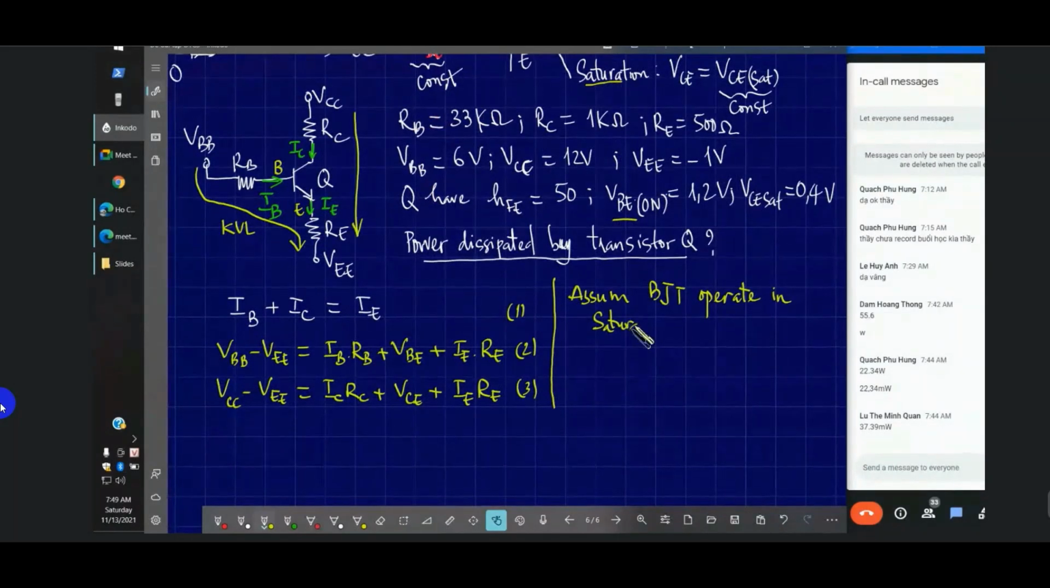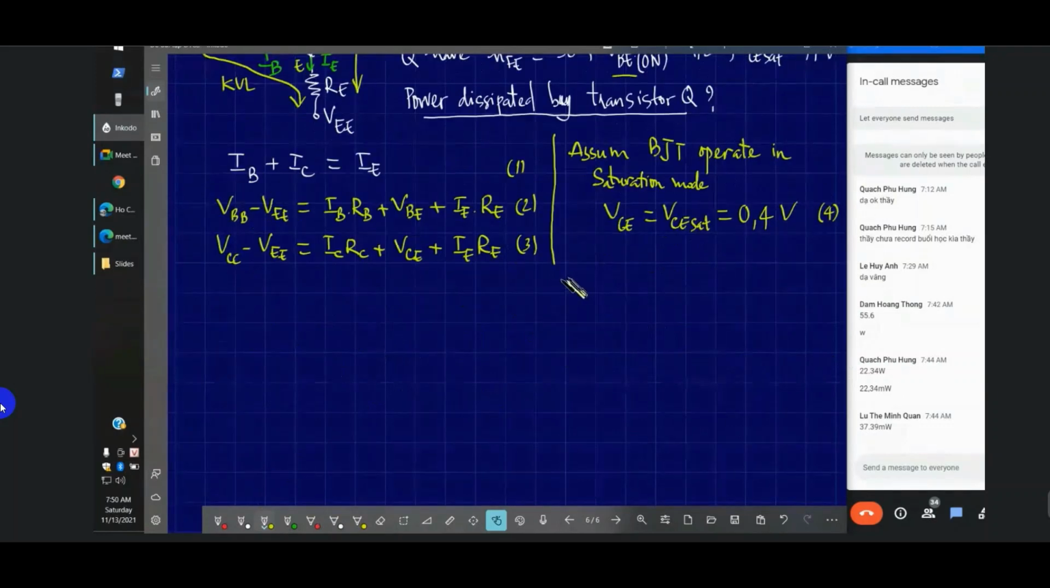Saturation mode. If we assume this, we would have VCE as a constant, equal to VCE saturation, and the value for saturation is 0.4 volt. Then we have the fourth equation, and we solve the equations here for the result.